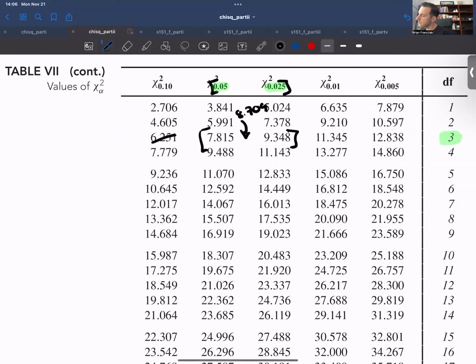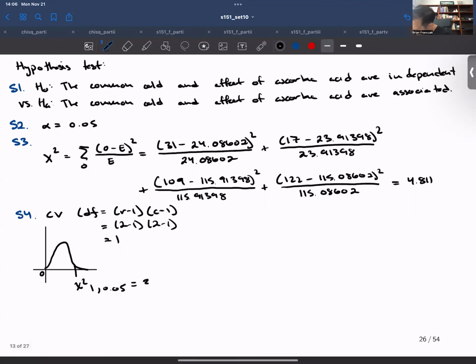So we go to our chi-square table. We match our degree of freedom, which is 1, to 0.05, and that gives us a critical value of 3.841. So we come back here, we have 3.841. Our test statistic is 4.811. Right, so we can see that our test statistic is inside the rejection region, so we are going to reject.